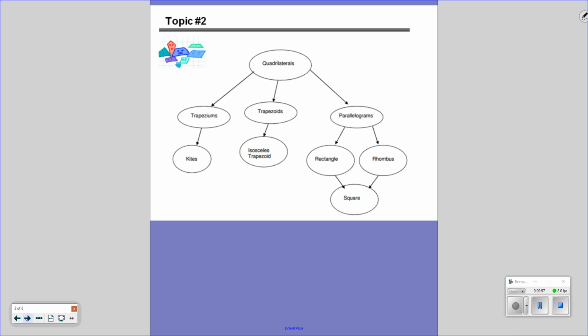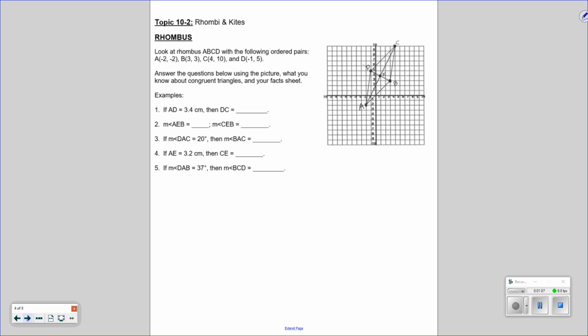Okay, and here's our flow chart. So today we're going to look at the rhombus and the kites, and we'll see the difference between these. Okay, so let's look at rhombus ABCD that's graphed on the grid here. So thinking about the definition of a rhombus, remember, look at your fact sheet, but a rhombus is a parallelogram that has 4 congruent sides.